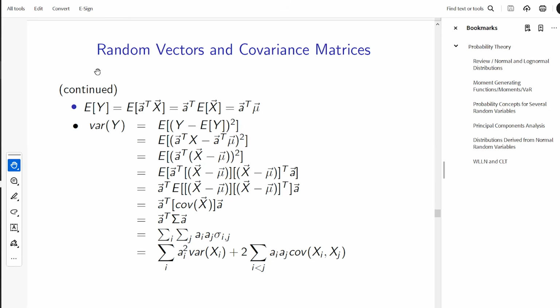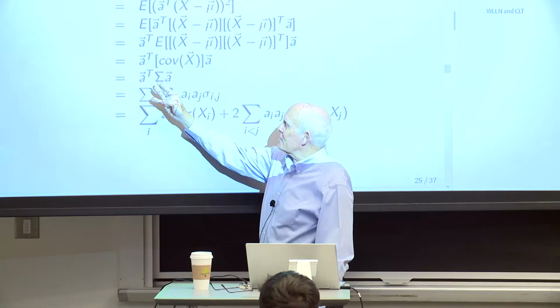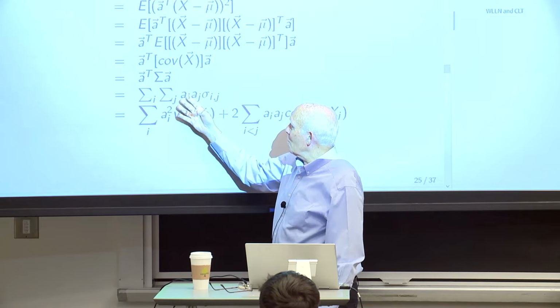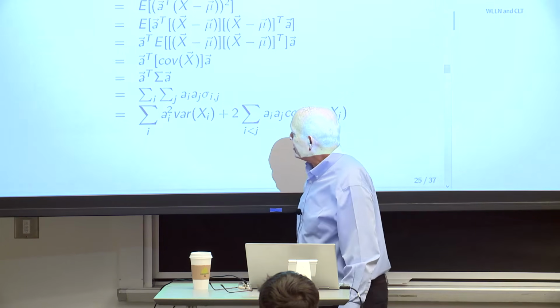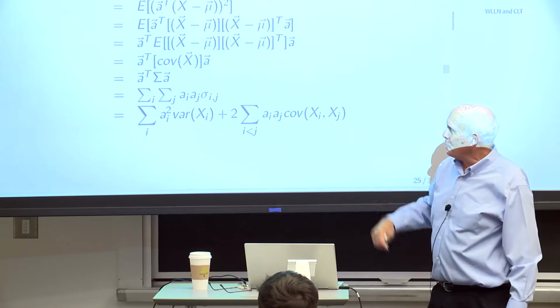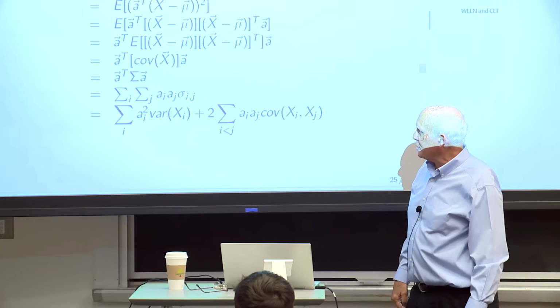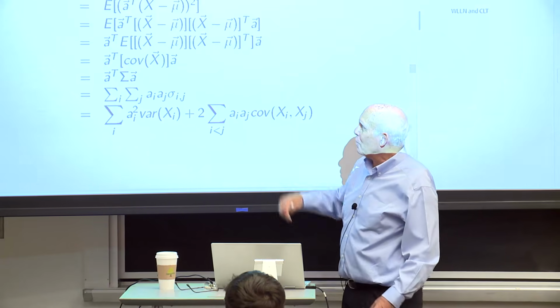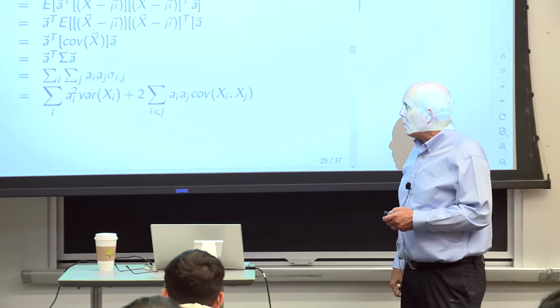So we have that the variance of Y is simply the double sum over all pairs of coefficients Ai, Aj, multiplied by the covariance terms between i and j. So this is the formula for the variance of Y.